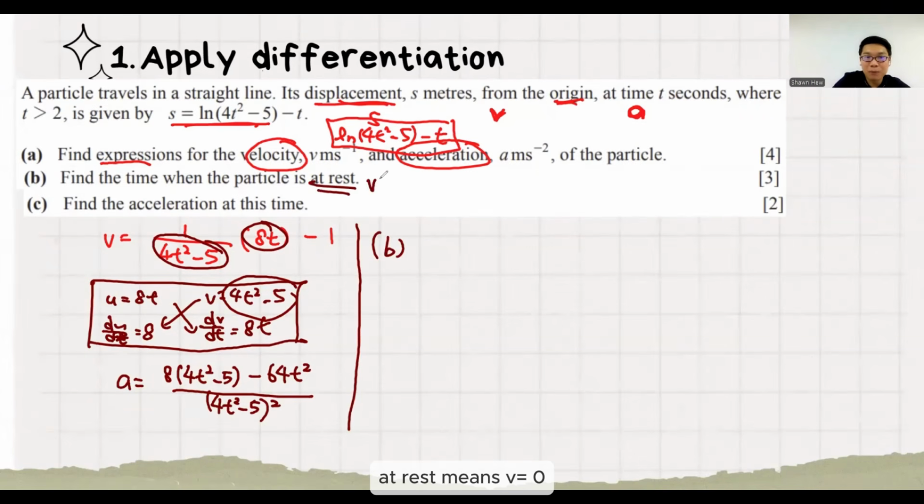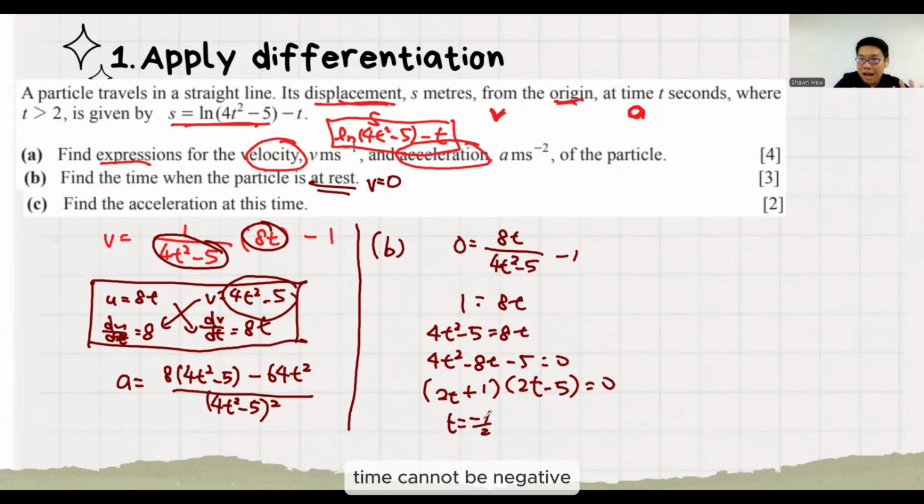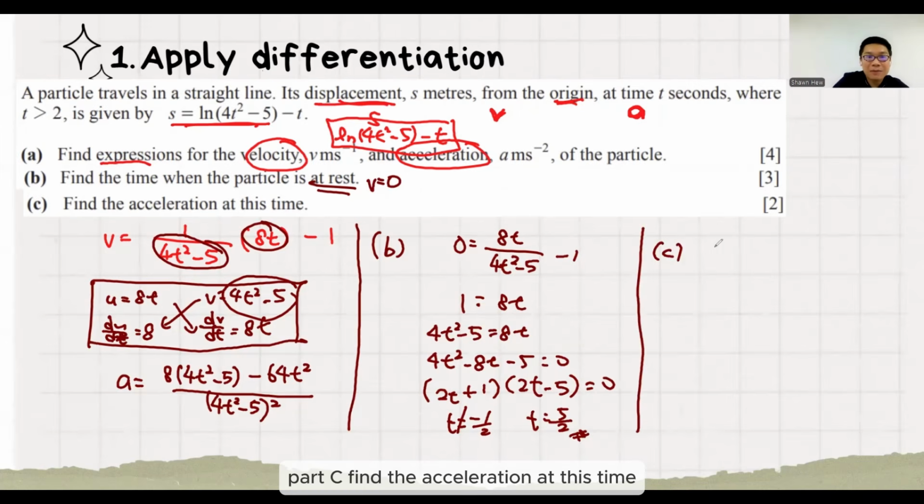Part B. Find the time when the particle is at rest. At rest means v equals 0. Time cannot be negative, so make sure you reject this part. The time that we can get is 5/2. Done. Part C, find the acceleration at this time, so we just substitute 5/2 into my equation.